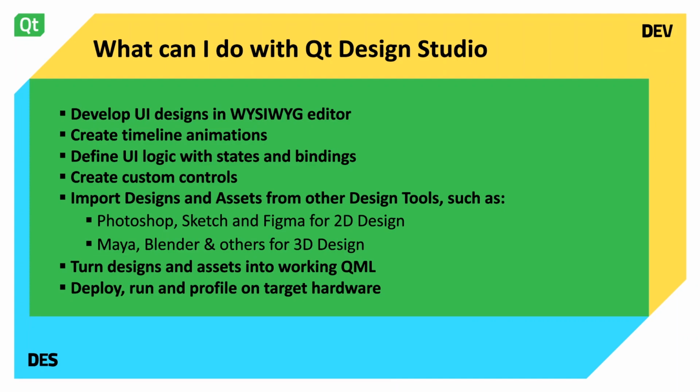What can I do with QDesign Studio? As I already mentioned, QDesign Studio includes a What You See Is What You Get editor for QML that allows designers to create beautiful UIs without having to manually write QML code by hand. It also allows you to create animations using our timeline, define UI logic with states and bindings, and to create custom controls just using the UI.